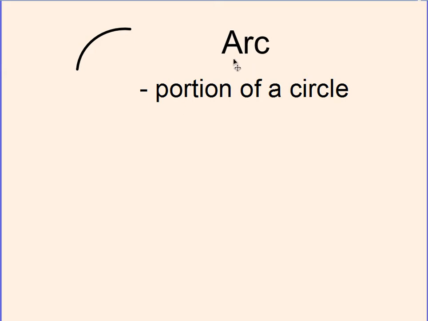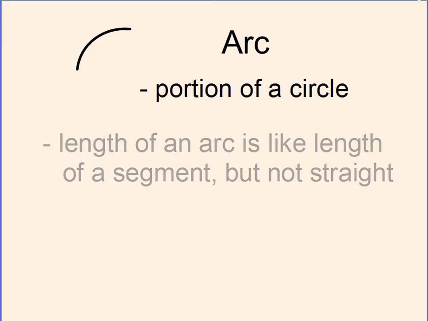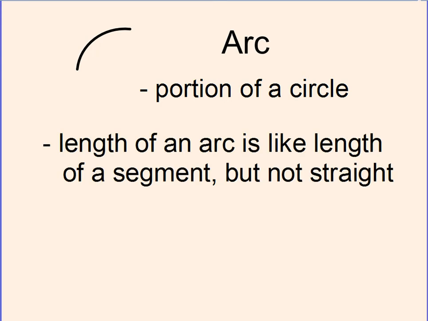And lastly, we have an arc. An arc is simply a portion of a circle that's been separated from the rest of the circle. This arc is actually called a circular arc for that reason. An arc has a length just like a segment does, but it's not straight. Arcs can be measured in radians, it can be measured in degrees, or it can be measured in good old units like inches or centimeters or yards.